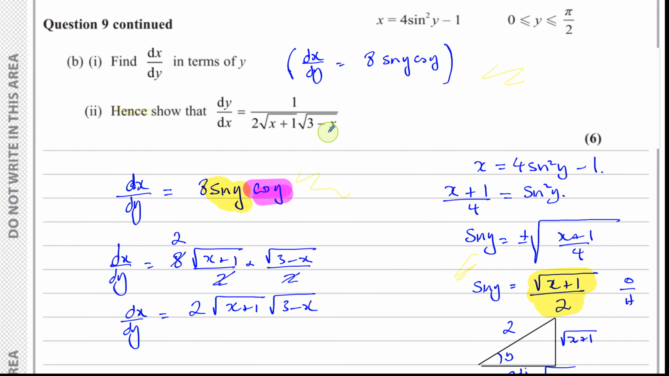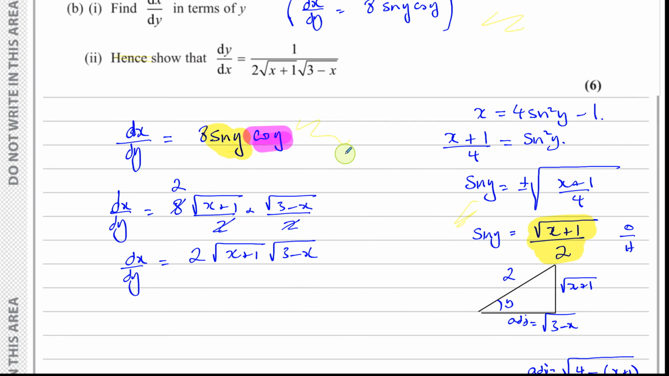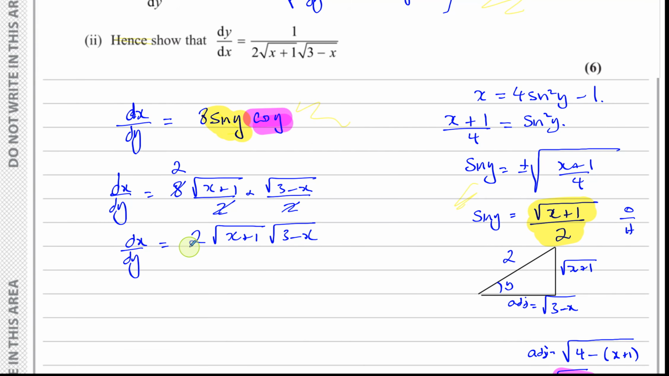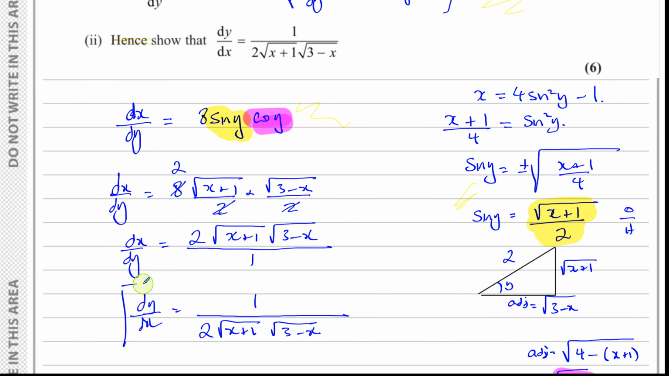Okay, and we want to find dy/dx. We just write this as its reciprocal, so this is like all of this over 1. Therefore, dy/dx is all of that flipped upside down, which is what we had to show. And there's the answer for this question.